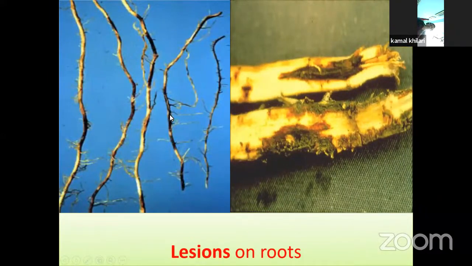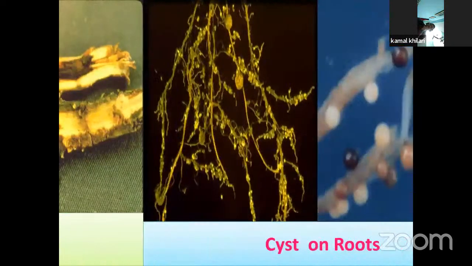And these are the lesion symptoms on the root. Such lesions appear, meaning dead areas on the root system. So if there are such dead areas, ultimately such a root may die. So these are the lesions on the roots. So these are the below ground symptoms.